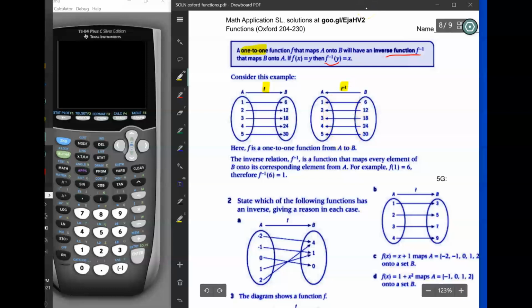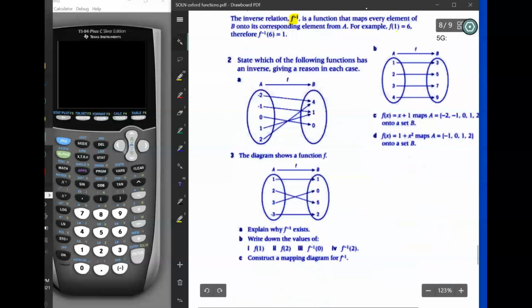Remember, there are many-to-one functions, one-to-many, and one-to-one. An inverse function can be created only from one-to-one functions. Okay? All right. So here, f is a function from A to B. The inverse function, f inverse, is a function that maps the element of B onto its corresponding element from A. For example, f of 1 is 6. That's the forward direction. f inverse of 6 equals 1. That's the backwards direction. Okay.